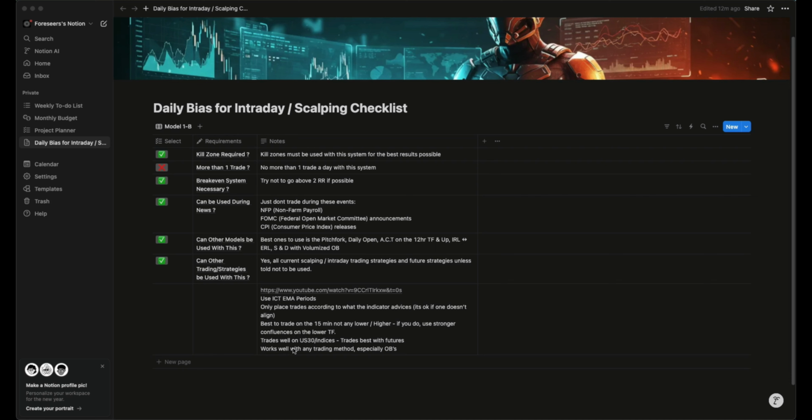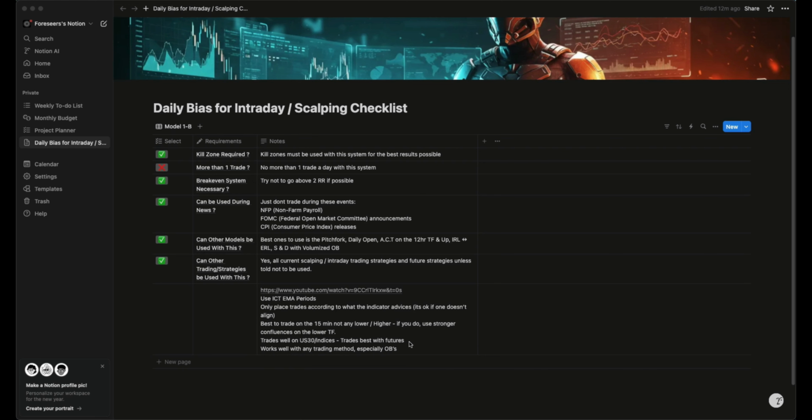Now this does trade well on US30 and other indices, and it trades even better with futures, but you can use this on any other pair or asset. But in my opinion, from my backtesting, I've noticed that it does really well with US30 and any other indices and futures assets. And yes, this works well with any trading method, especially order blocks.